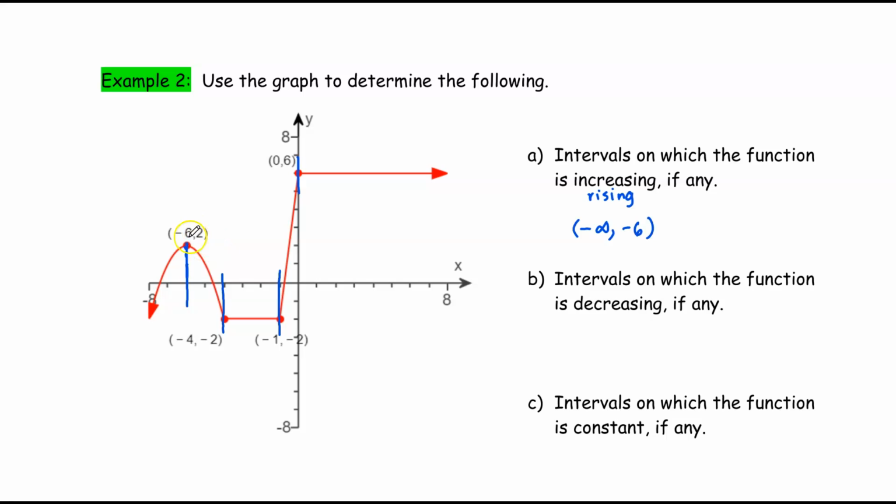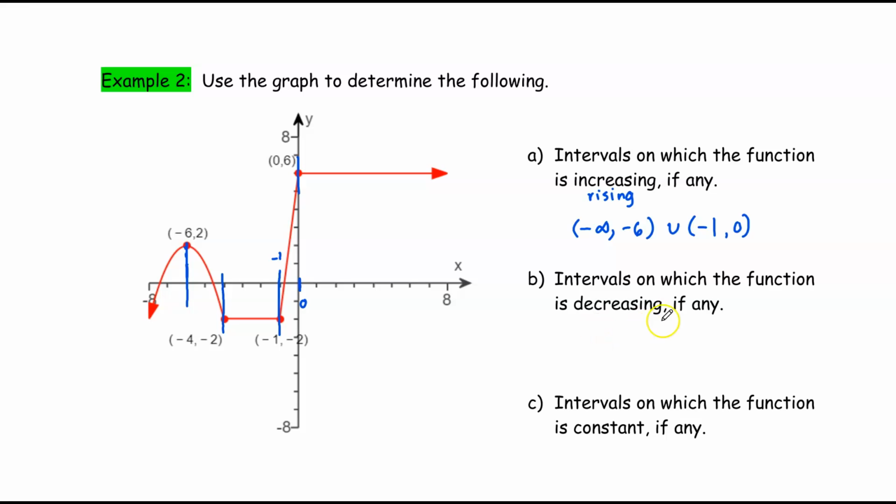Where else? So this one is falling. That has no change. This is rising. So also from negative 1, so you look at the x values. So union negative 1 up to this value of x here, which is 0. So negative 1 to 0. These are the intervals for which the graph is increasing.